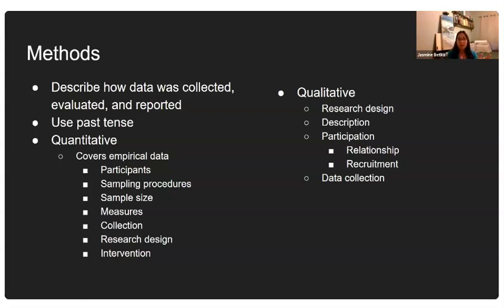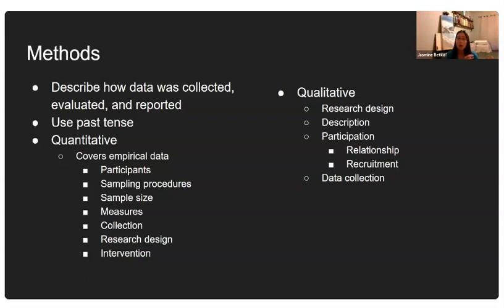But so for your method section, if you are using quantitative data throughout your paper, so this covers empirical data, you're going to want to include the participation: how'd you get your participants, who are your participants, what group were you searching for, what was your sampling procedure and your sampling size? Was this 20 Moore Park college students in your class, or was this 100 randomly sampled students from your school? Was it from the whole district? All of that's extremely important to describe in your methods section.